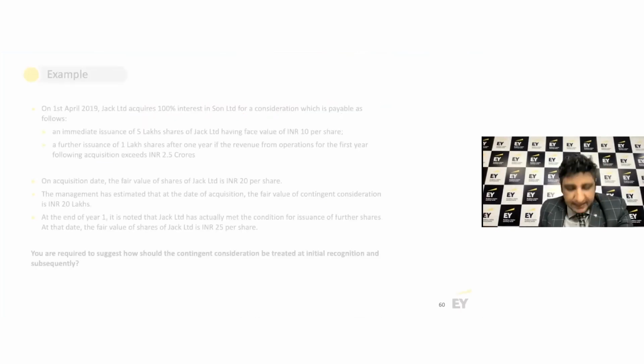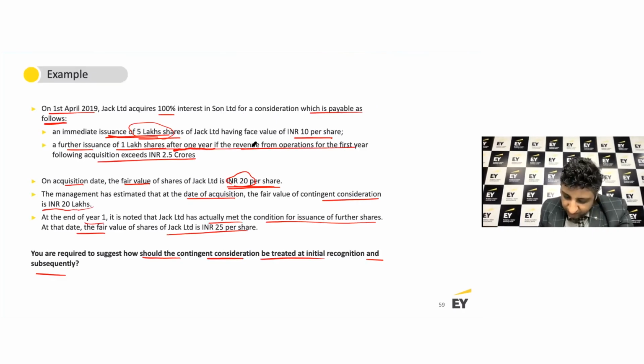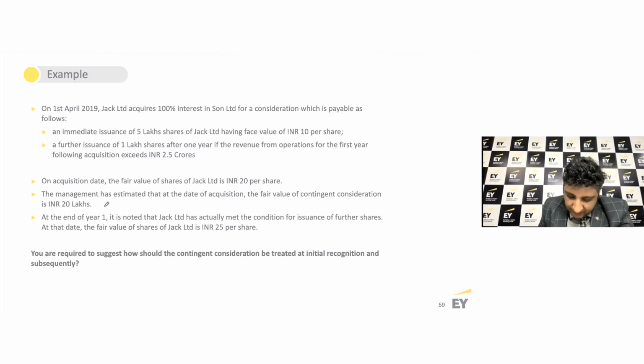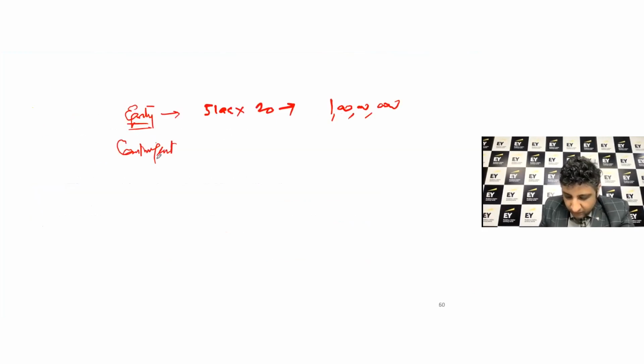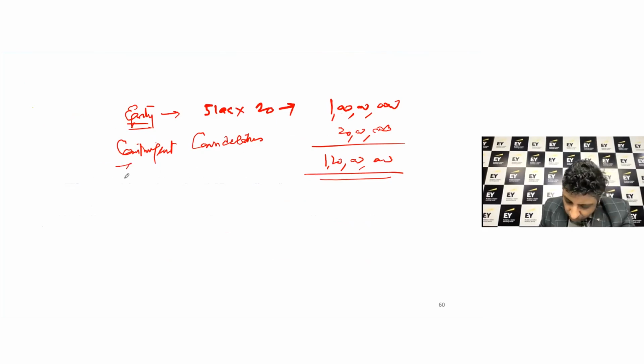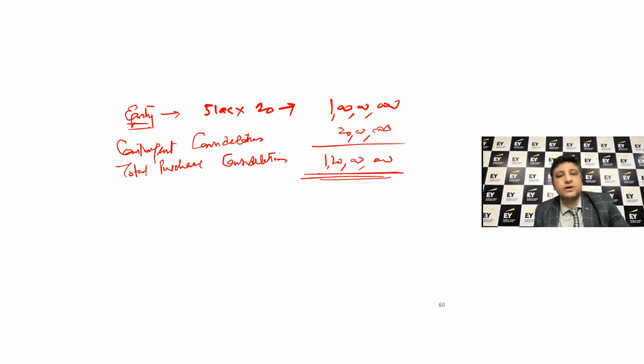Okay. And the second part is, of course, about further issuance of 1 lakh shares, and the fair value of the contingent consideration is 20 lakh rupees, which simply makes it a contingent consideration of 20 lakh rupees, which means that my total purchase consideration will be measured at 1 crore 20 lakh rupees.